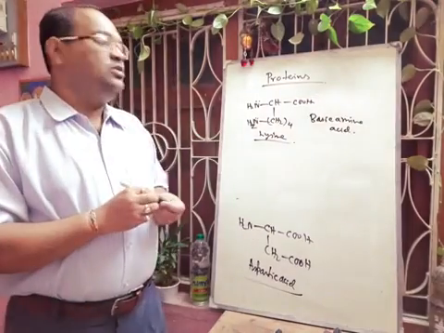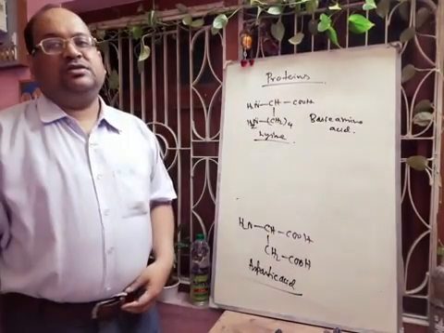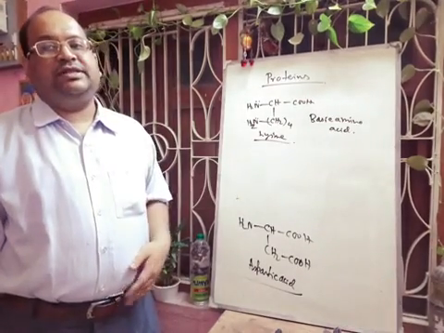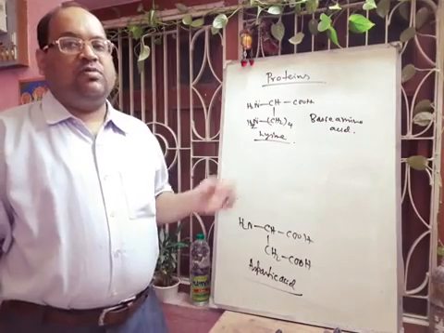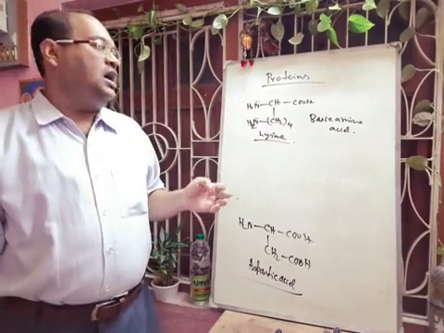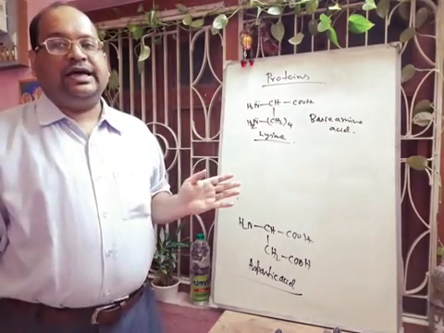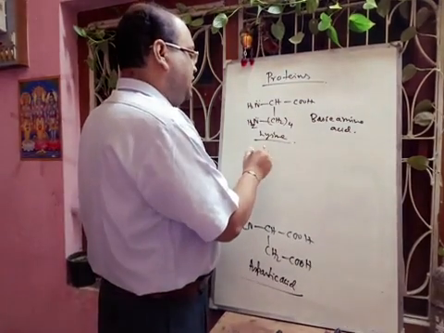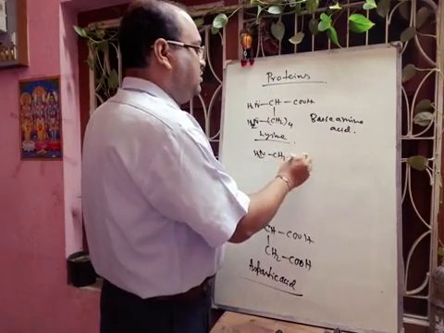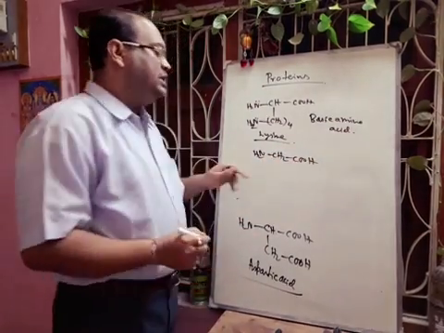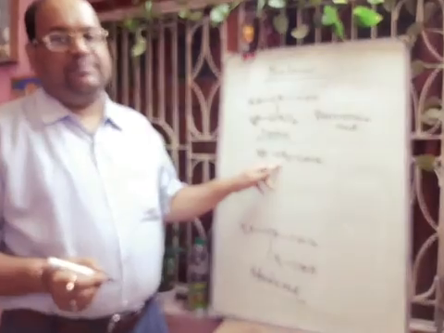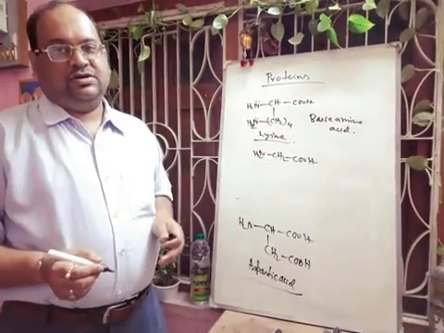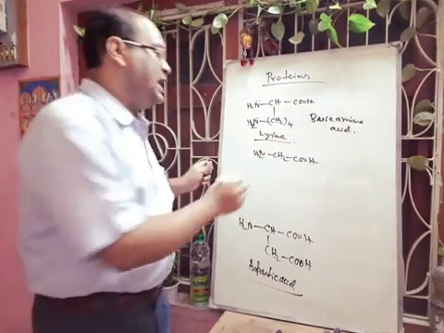Next we will discuss the nomenclature of the amino acids. Although amino acids can be named according to the IUPAC system, they are generally known by their common names. For example, if I write the glycine amino acid, there is NH2CH2COOH. So what will be the IUPAC name? It will be aminoethanoic acid, but its common name is glycine.